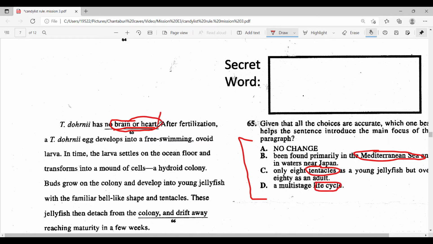Now, keep in mind that this part right here is a dependent clause, and it is part of A, no change. So you got to look at the rest of the sentence, all right? Fertilization and egg development. These two things have to match the answers. You can see that answer choice D is the only one that's going to work. The secret word for this particular problem, kids, is blocks.